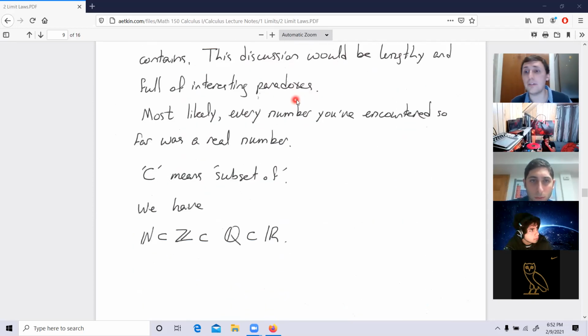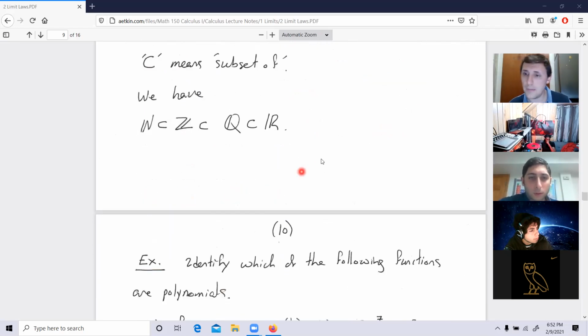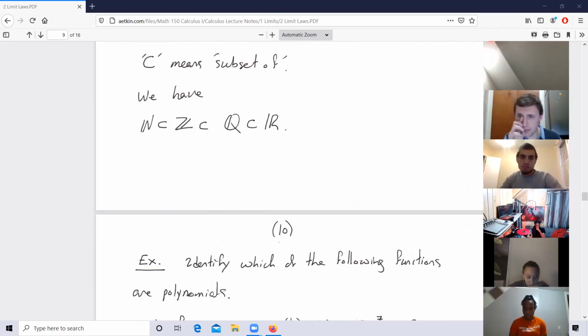And we have the following. This means belongs to. So we have the natural numbers are a subcollection of the integers, which are a subcollection of fractions, which is a subcollection of all real numbers. Okay. So that's a very, very brief, very trivial review. I hope it's something that you are aware of. If not, we can, of course, talk about it, right?